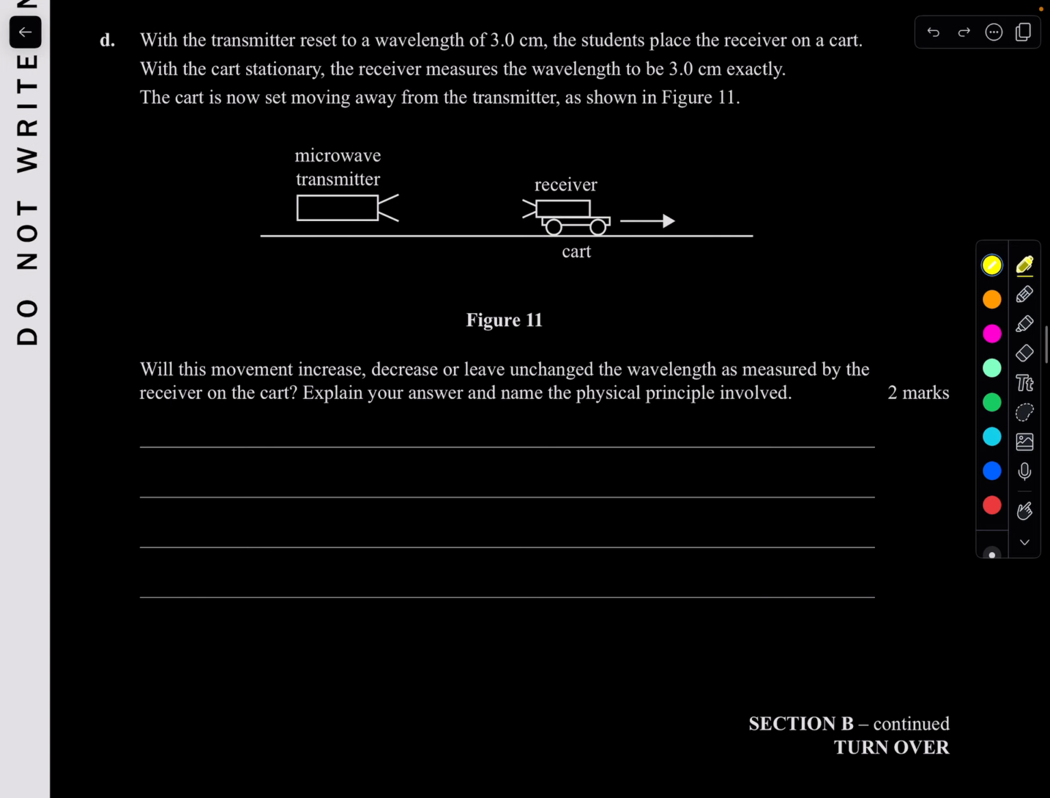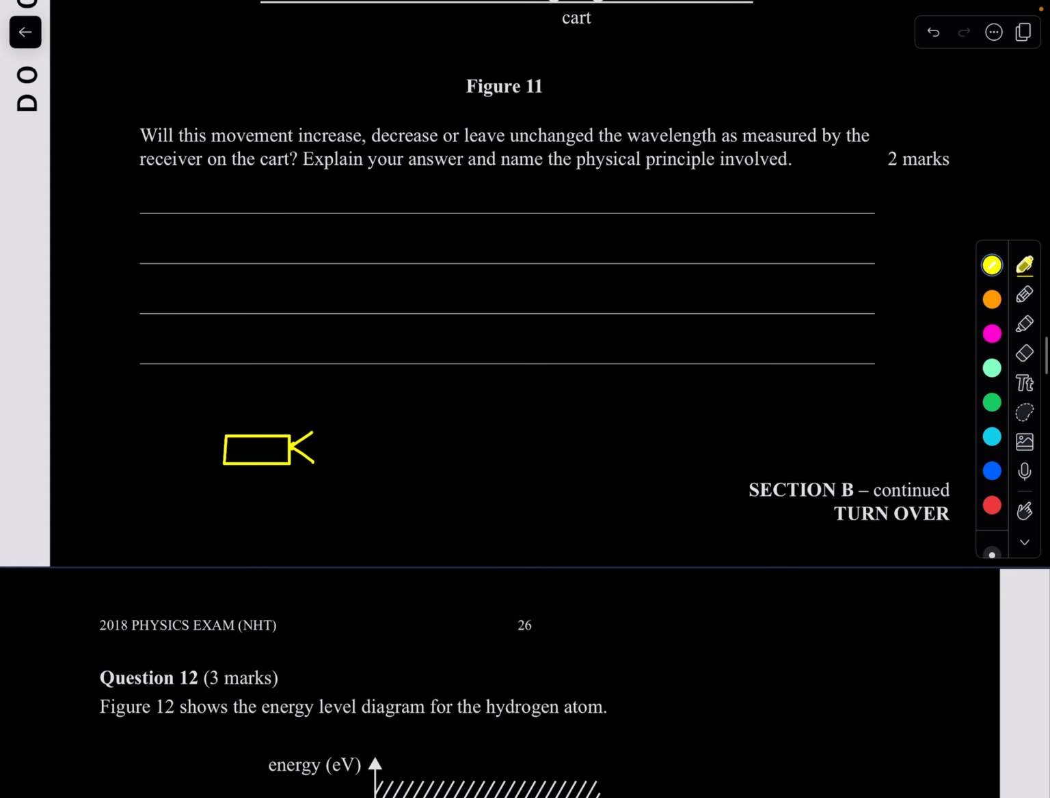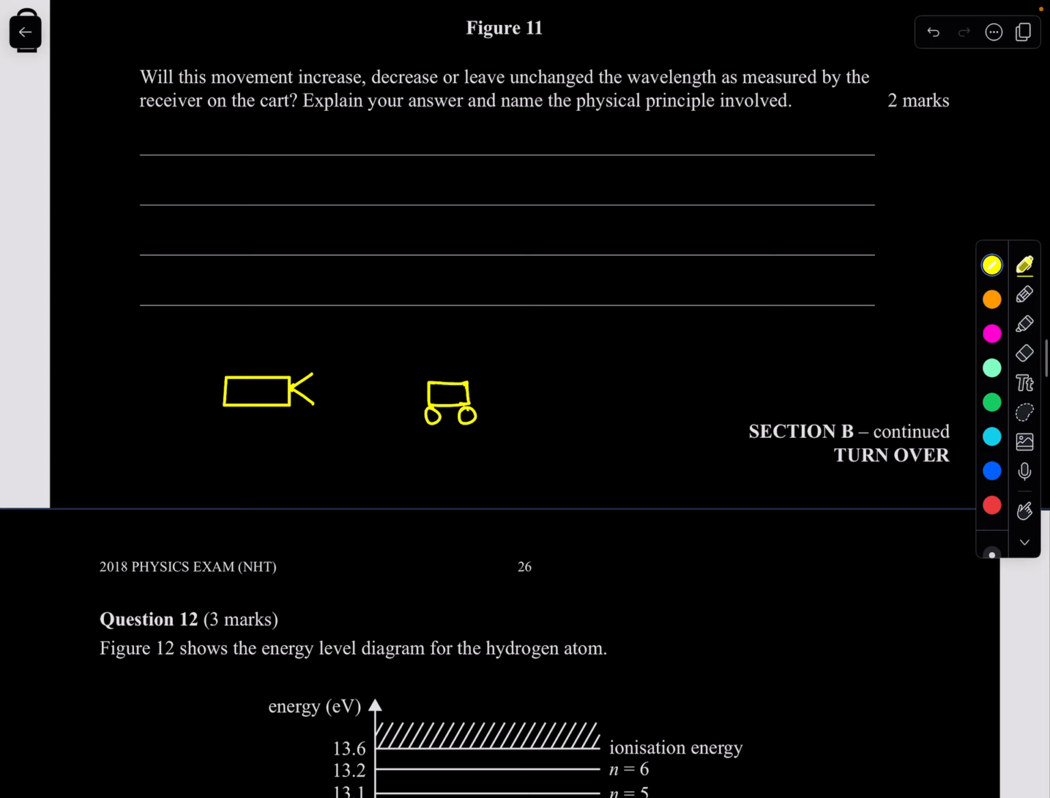So think of the microtransmitter as making noise, like a siren. Let's draw a little diagram. Initially, the car is close to it. Imagine you're the person next to the siren. You can hear it very loudly, which means the frequency is large.